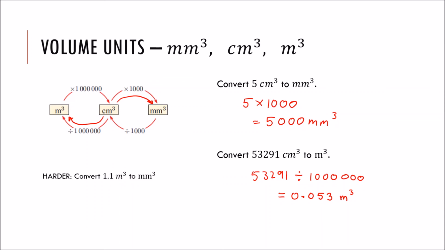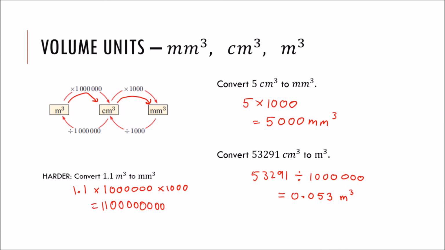If I want to go from 1.1 meters cubed to millimeters cubed, I can go down the 2 levels that I need to for this. So I would multiply by that, and then I would multiply again. So I go 1.1 times by a million, times by 1,000. And that is going to be 11 followed by 8 zeros. They're really big numbers, but it is possible.